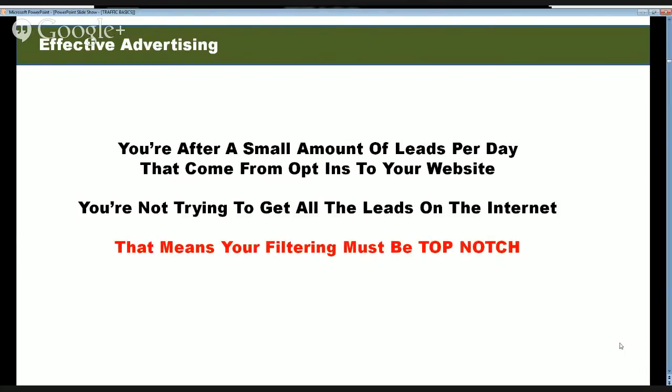And that means that filtering on your advertising has got to be top-notch. You've got to do the best job possible of getting people that are going to be interested in talking to you. And the filtering happens through a combination of your ad and then the first page of your website. That's the number one filtering mechanism.